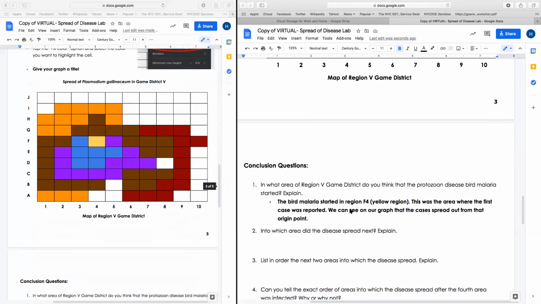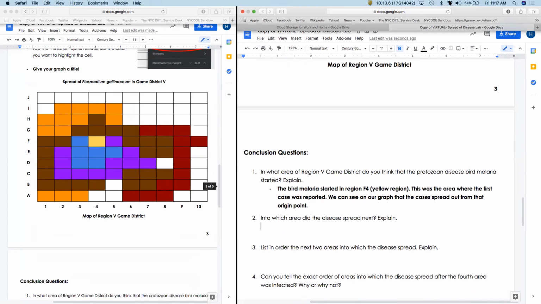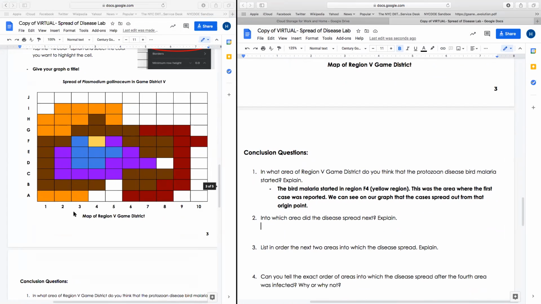All right. So number two, we just said that that yellow region is the very first place that we saw the cases reported. But then where did it spread next? What do we think? If each of our colors represents a time where those cases were measured, where do we think it spread next? Which color is the next?